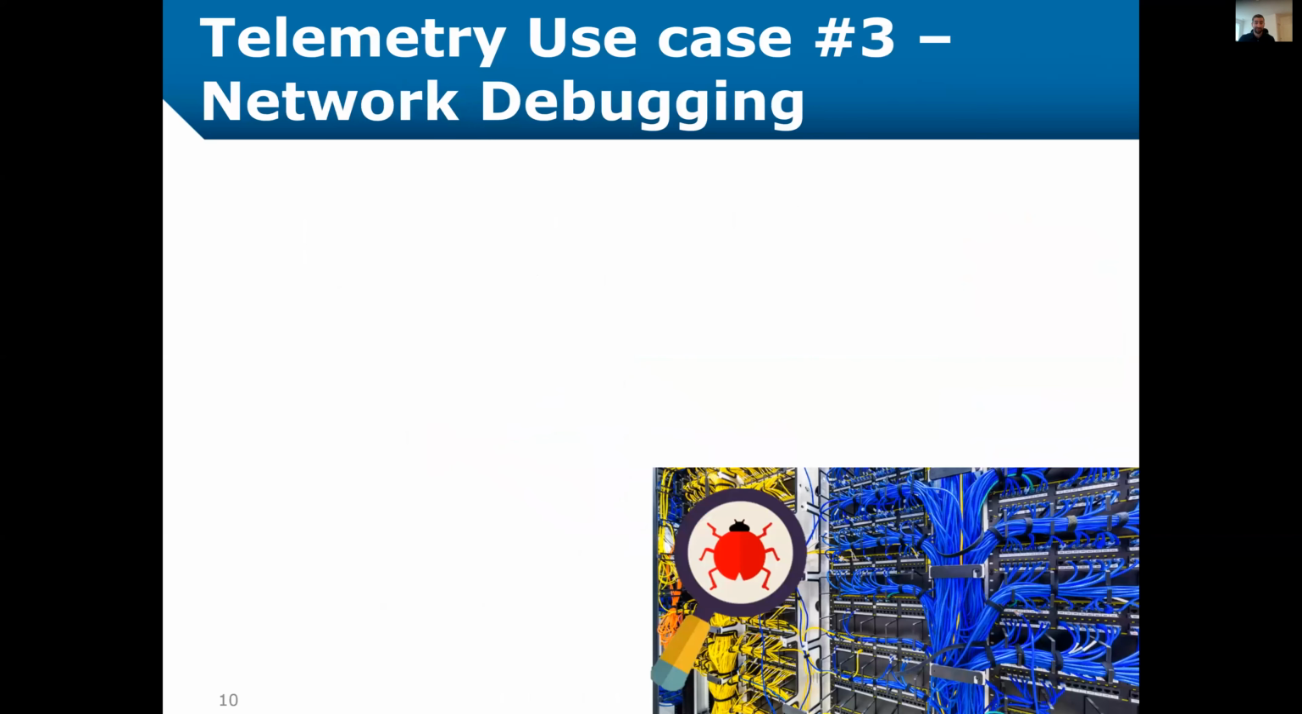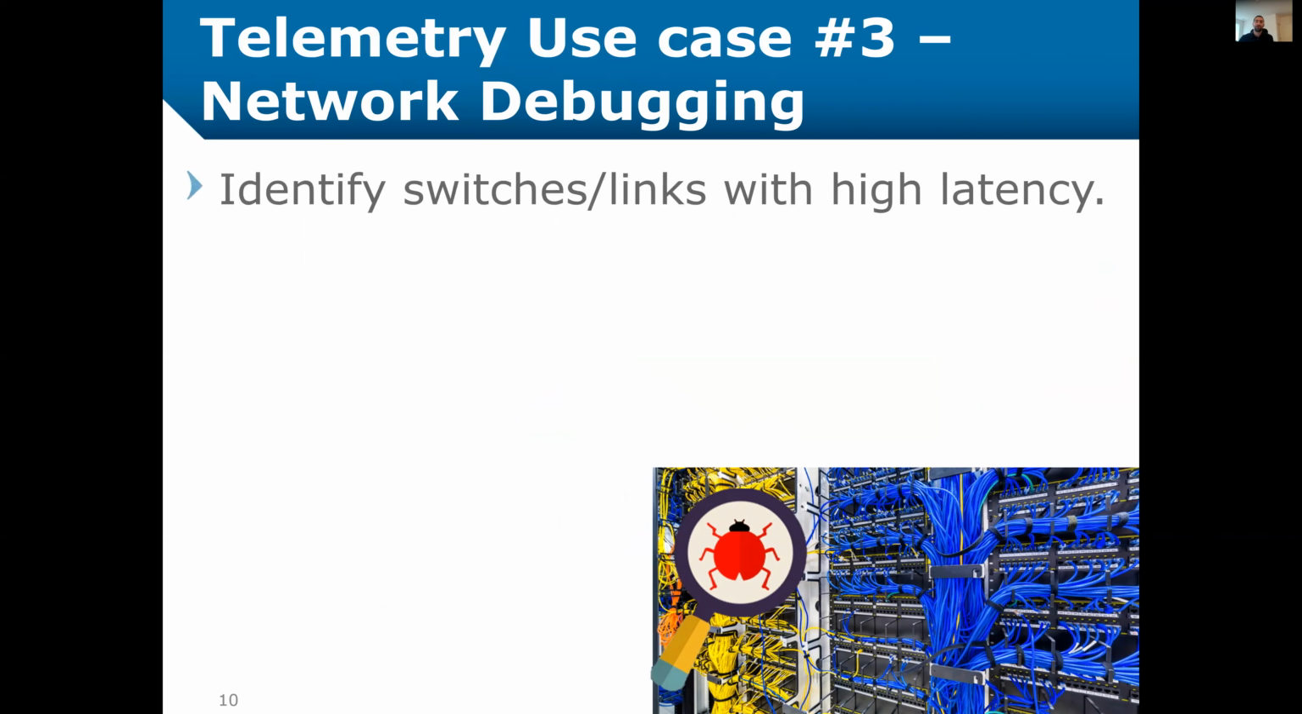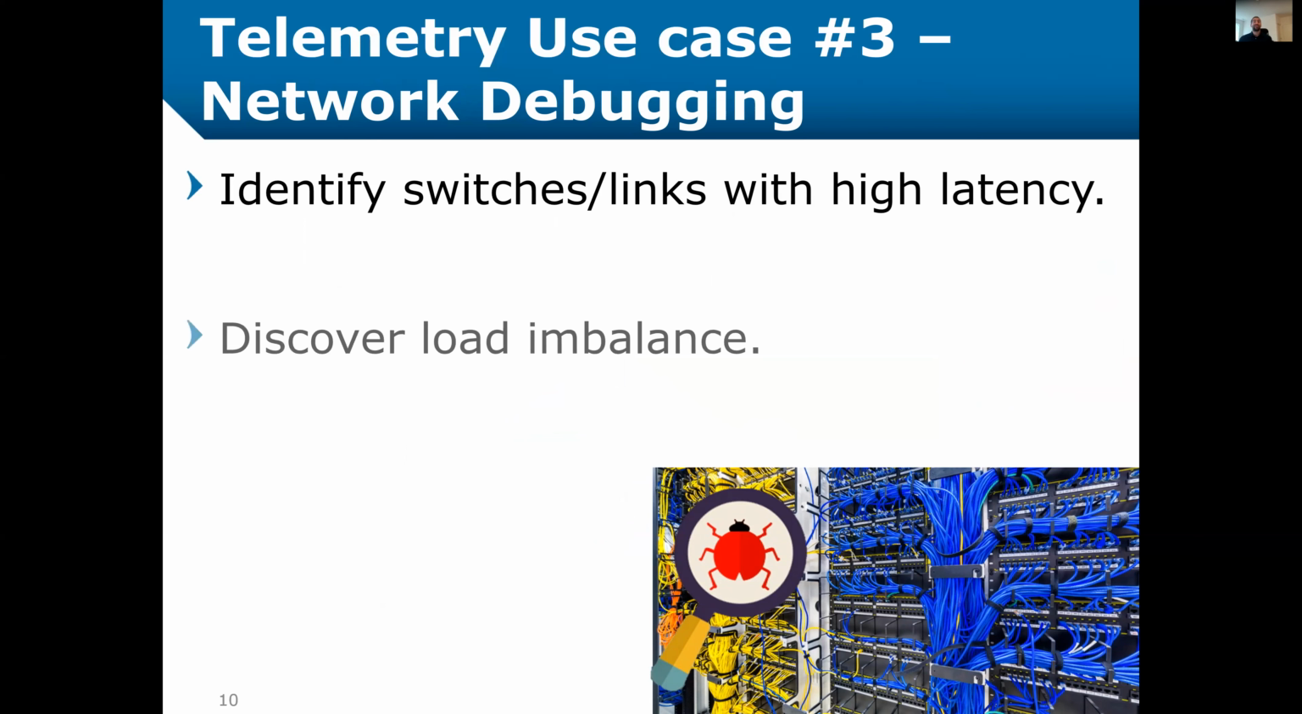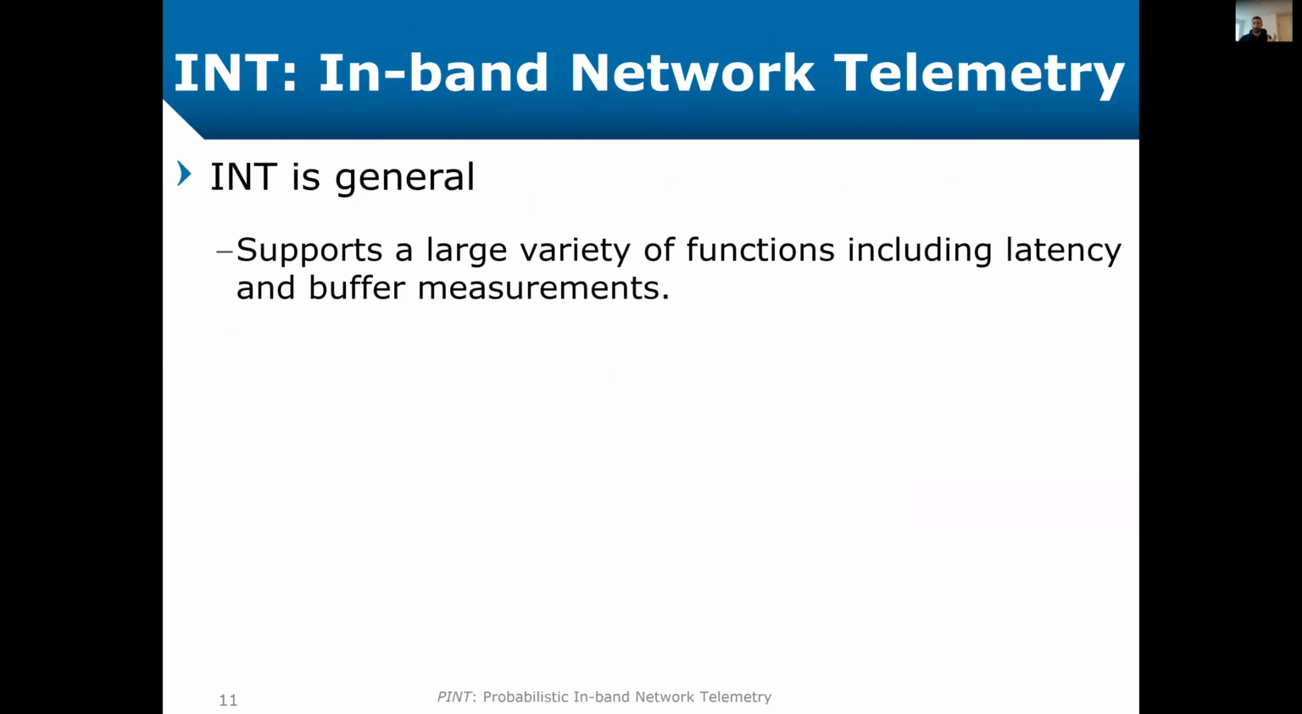A third use case is for network debugging. And the idea is that we may have, let's say, high end-to-end latency somewhere in the network, but we want to diagnose what is the problem. So we want to, for example, figure out which links or switches have high latency. We want to find out load balancing. If there are two ways to go to the same place, one of them is congested, the other is not, we want to know about it, we want to fix that. So all of these use cases you can do with INT, right? So it's really general. You can use it for a large variety of statistics.